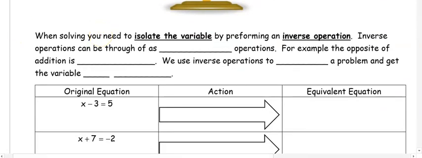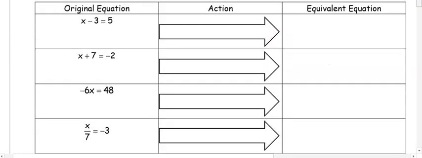So when you solve, you need to isolate a variable by performing an inverse operation. Inverse operations can be thought of as opposite operations. So for example, the opposite of addition is subtraction. We use inverse operations to solve a problem and get a variable by itself. So let's look at some examples.